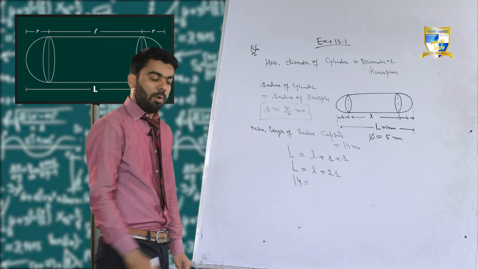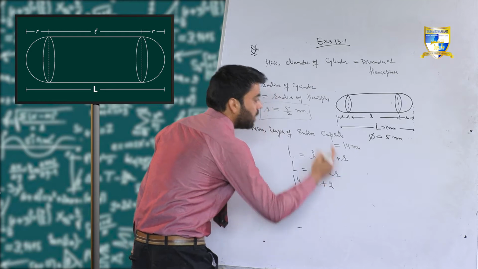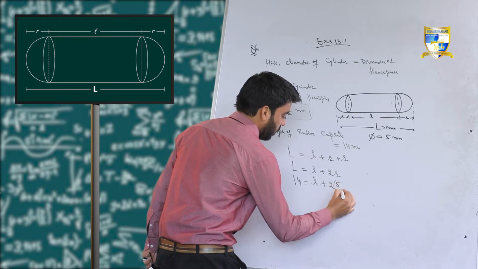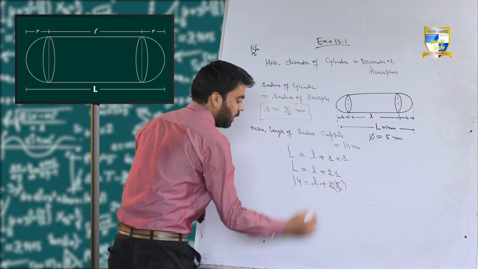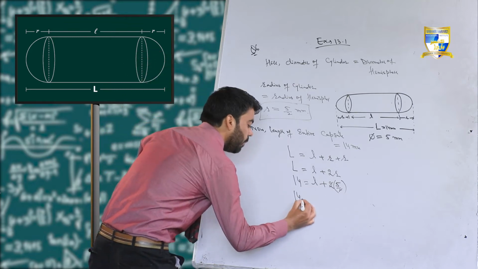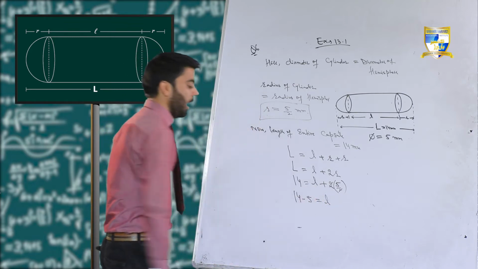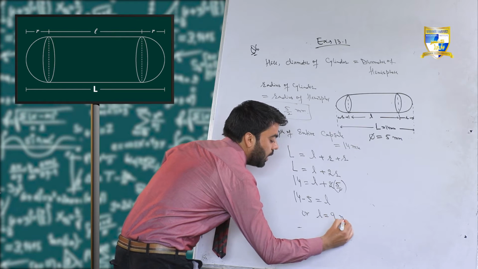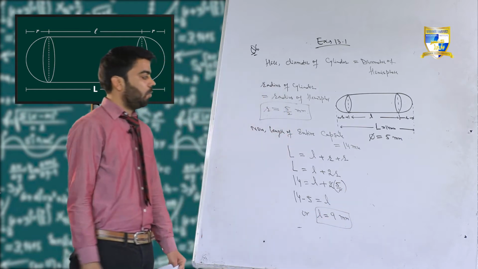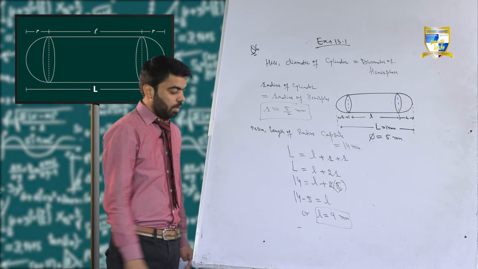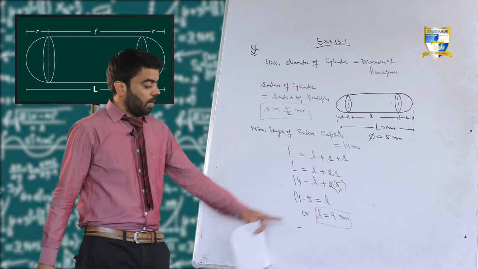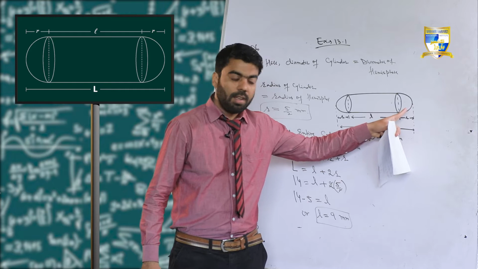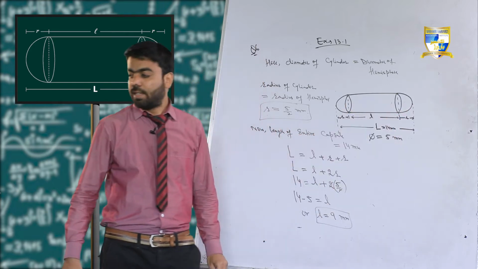We have to find what? It's small l plus 2r. What is the value of r? That's 5/2. The 2 and 2 will cancel out. It is 14 minus 5 is equal to l. So simply l is equal to 9 mm. Clear? So we found that r is equal to 5/2 and l is equal to 9. What is the l? That's the length of the cylindrical part. What is this r? This is the radius of the hemisphere, which in turn is the radius of the cylinder.